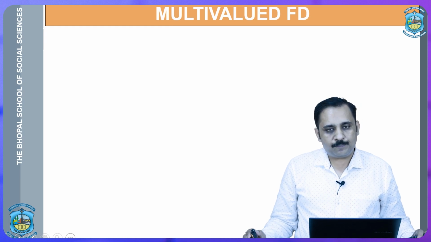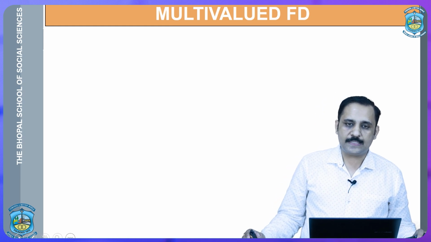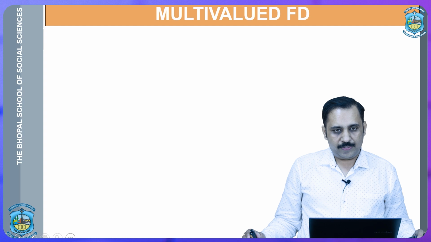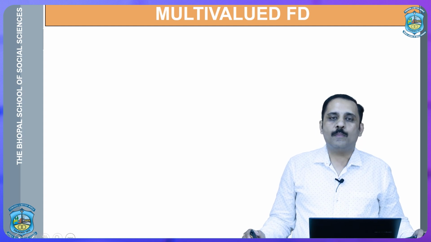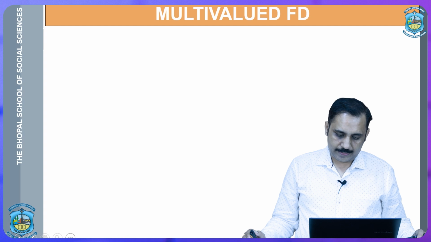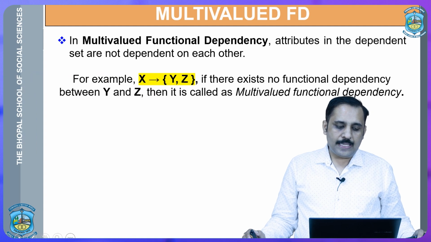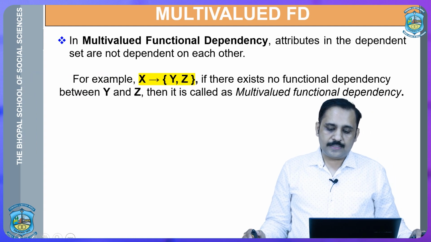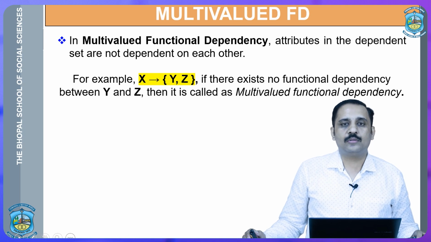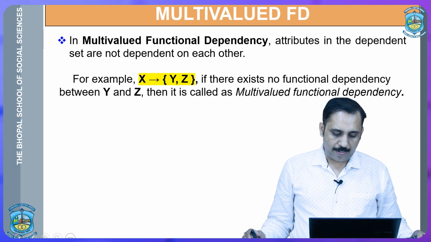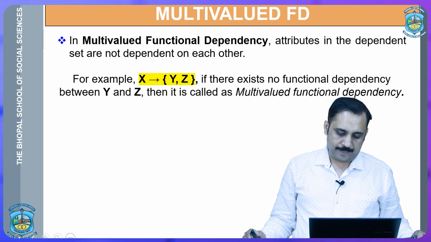If the right hand side part is a subset of the left hand side part, we call it trivial, otherwise it is non-trivial. Next, we move on to multi-value functional dependency. As the name suggests, in a multi-value functional dependency, the attributes in the dependent set are not dependent on each other. For example, we have X tends to YZ.